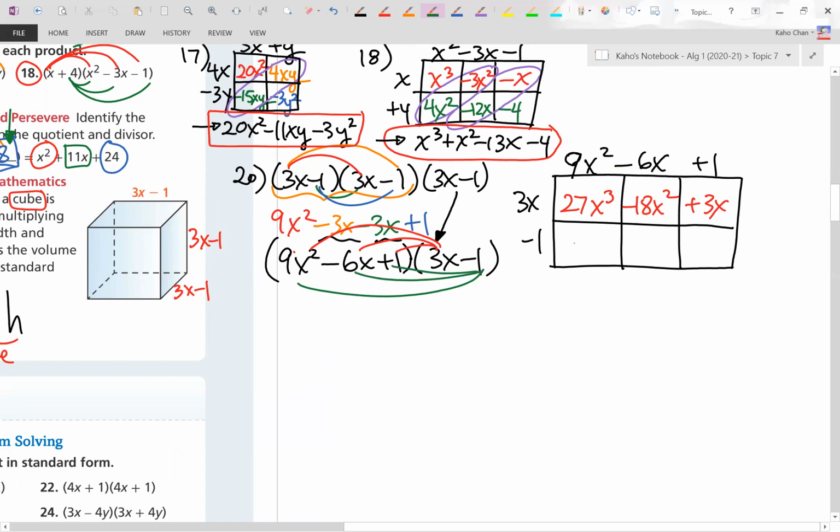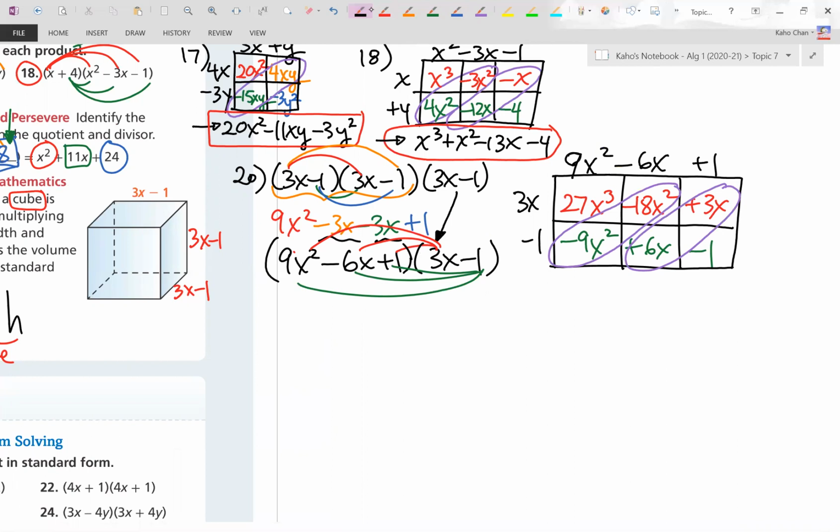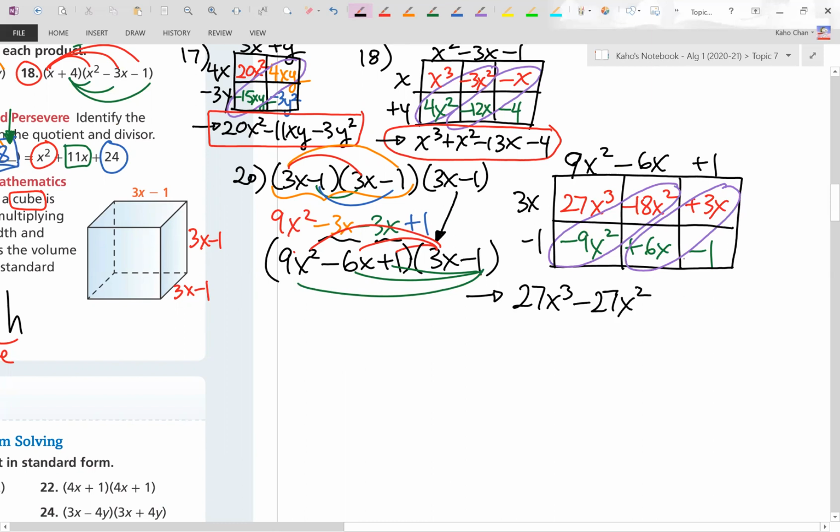Ooh, the -1 changes all the signs. Combine like terms. 2 of the pairs are going to be combined together right there and right there. Those are like terms, yay. Final answer for number 20 is 27x to the third in descending order minus, let's see, -18 minus 9 is -27x squared. 3 plus 6 is 9x, and minus 1. Wow. That was pretty crazy. Any questions about number 20?